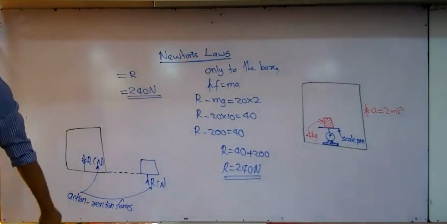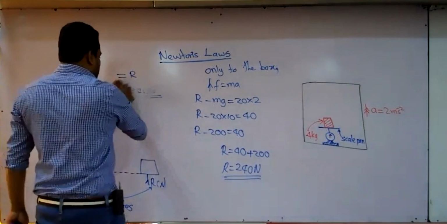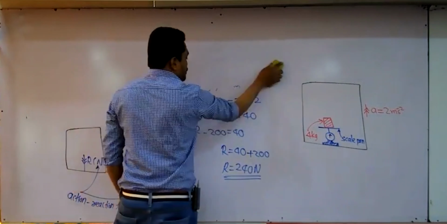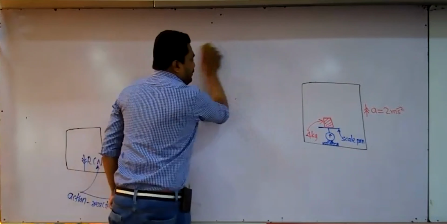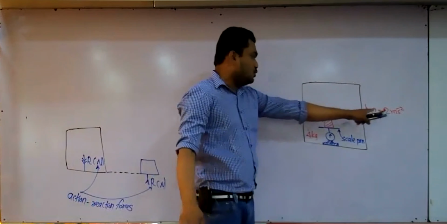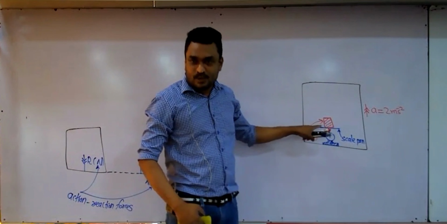First of all, we should draw the free body diagram of this box. That's what you want to do. If the acceleration of the lift is 2 meters per square second, the acceleration of this 4 kilogram object should also be 2 meters per square second. I'll draw the free body diagram. Gravitational attraction force acting downward, mg, and the normal reaction force.